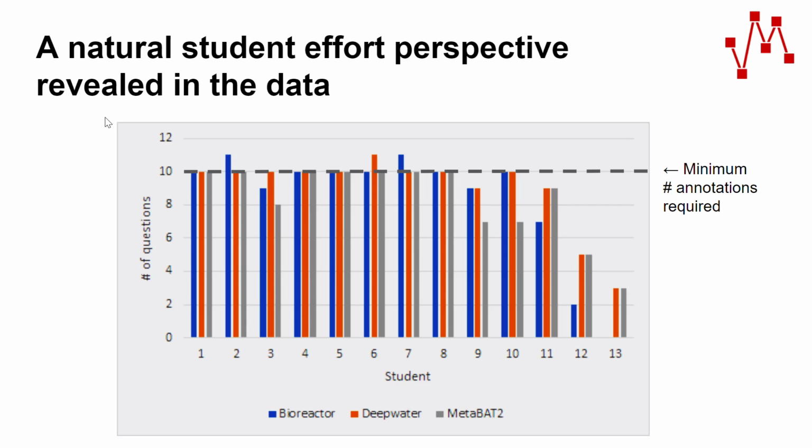A natural student effort perspective is reflected in the data. We required at least 10 annotations for full credit, so most students gave us 10 annotations for most articles. Students are probably thinking, why do more than I have to, especially during a pandemic? It's a shortened semester, so I'm swamped with assignments from other classes. I want the grade though, so I'll do the 10 annotations.